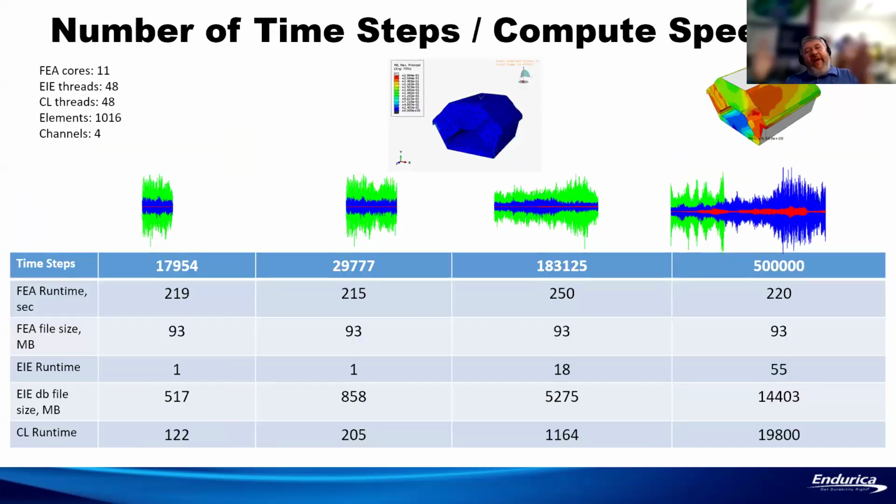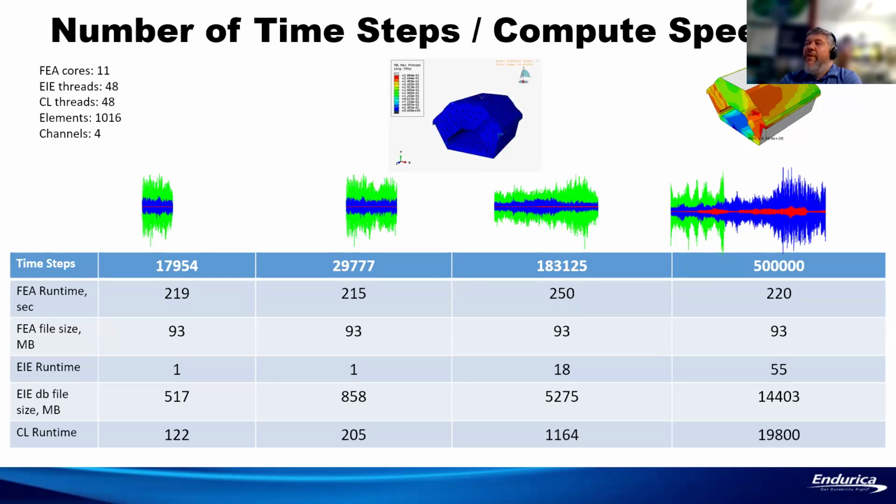So one dimension is the number of elements. Another dimension we can look at is the number of time steps. This is a different example, a transmission mount problem, and we're looking at a 3-channel road load signal feeding into the transmission mount. On the left-hand side, you can see that we're looking at 20,000 time steps. On the right-hand side, we're looking at 500,000 time steps, and you can see the statistics here.